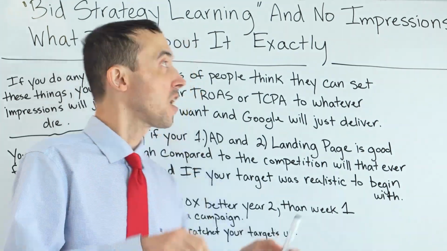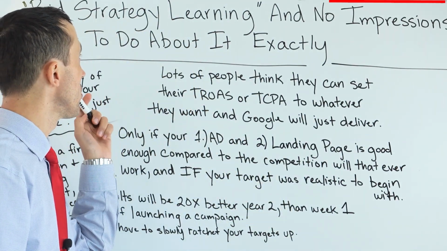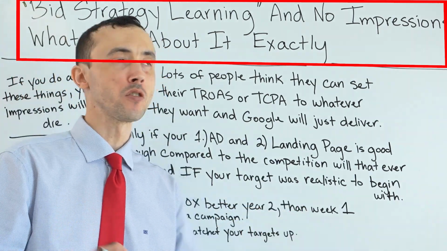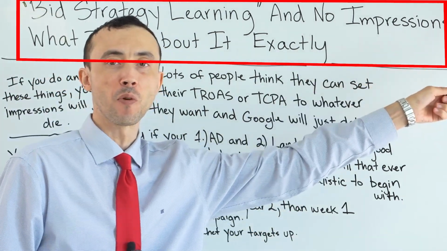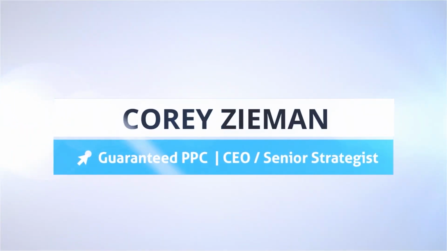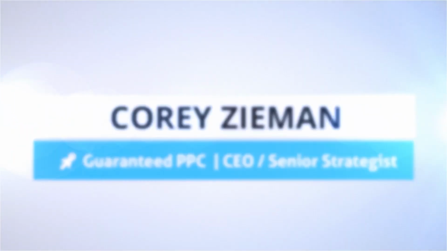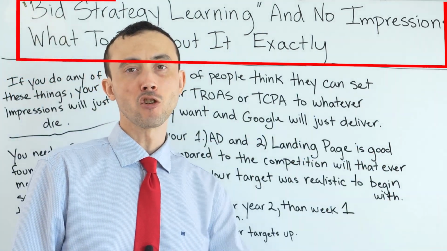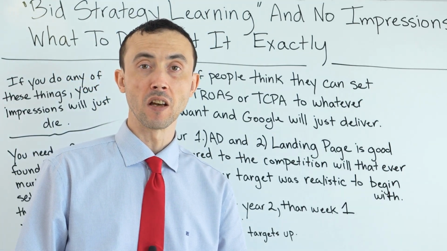Today's video, we're going to talk about where you are showing in your ad account bid strategy learning or in learning mode on your Google Ads account, and when you have 0 impressions to go along with it. What you can do about this exactly, starting to get your impressions going again.